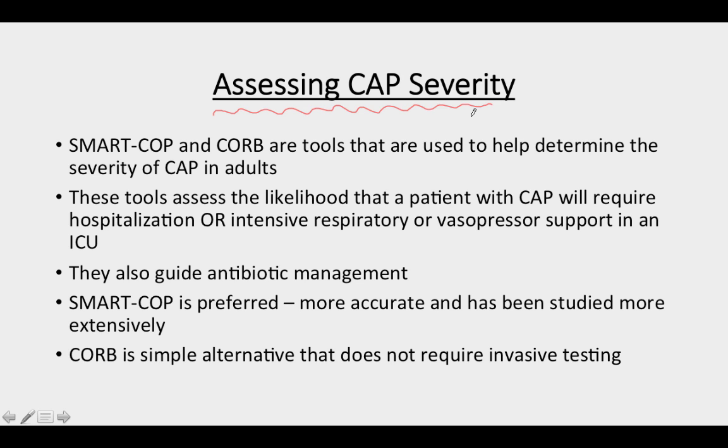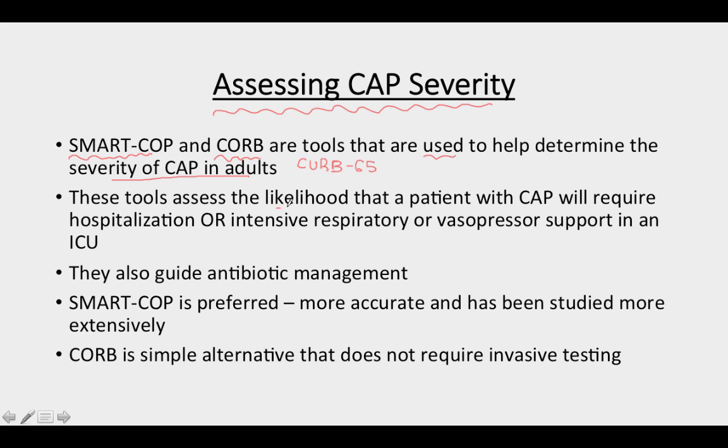And so that decision is quite difficult to make without criteria. But fortunately, there are criteria which are represented through scores, and the scoring systems are called SMART-COP and CORB. And there's another one used in America called CURB-65. But I would stick to SMART-COP and CORB. And these are tools that health practitioners in the community use to determine the severity of community-acquired pneumonia in adults.